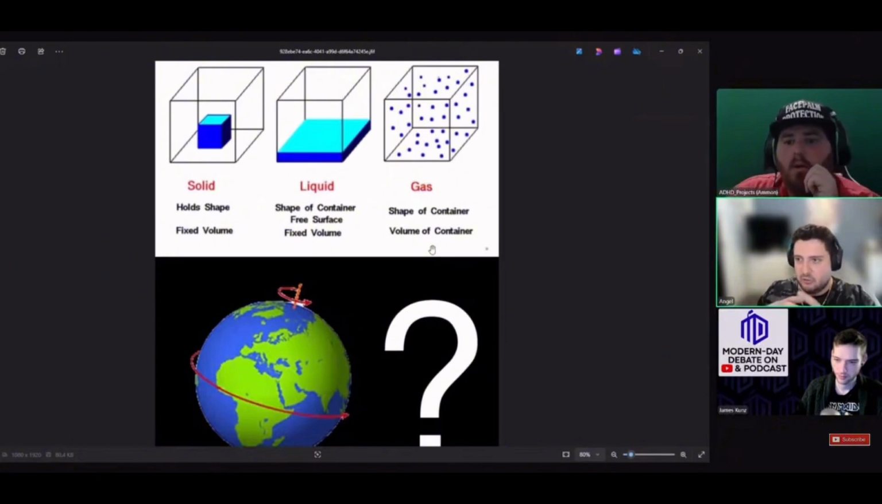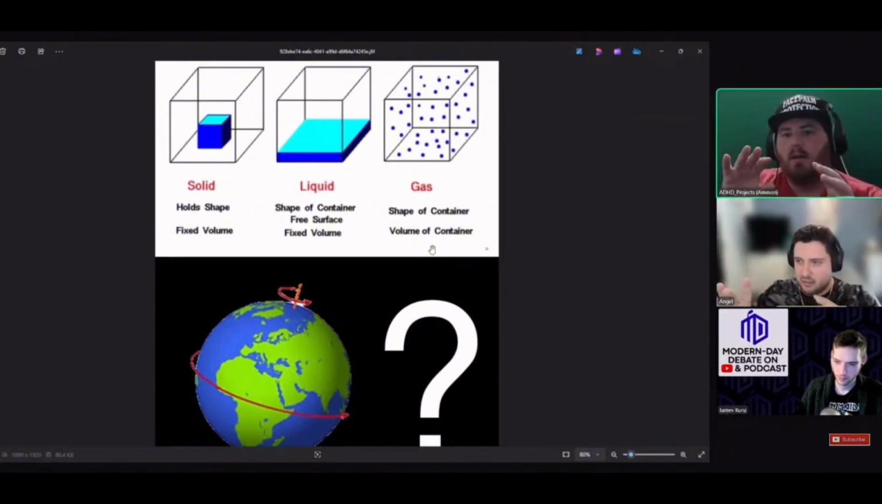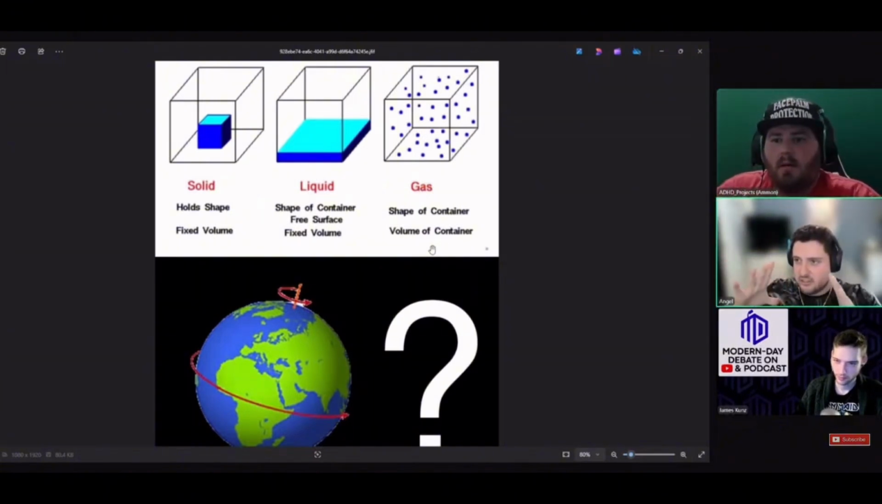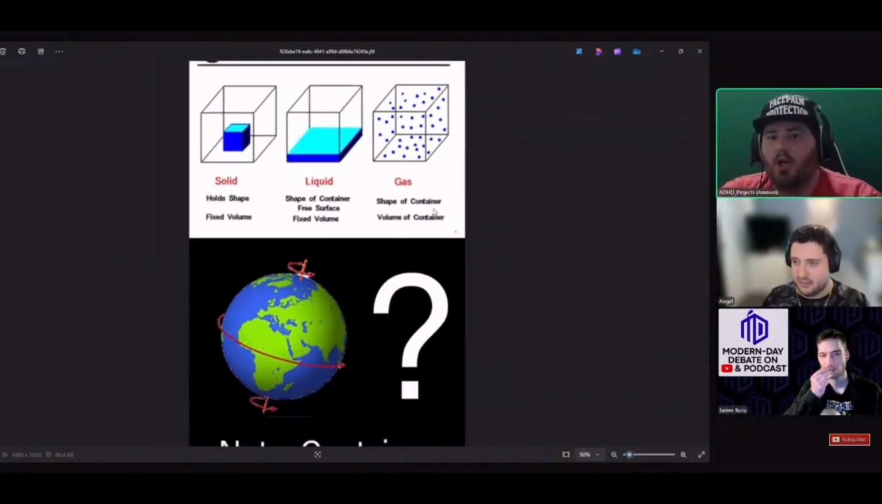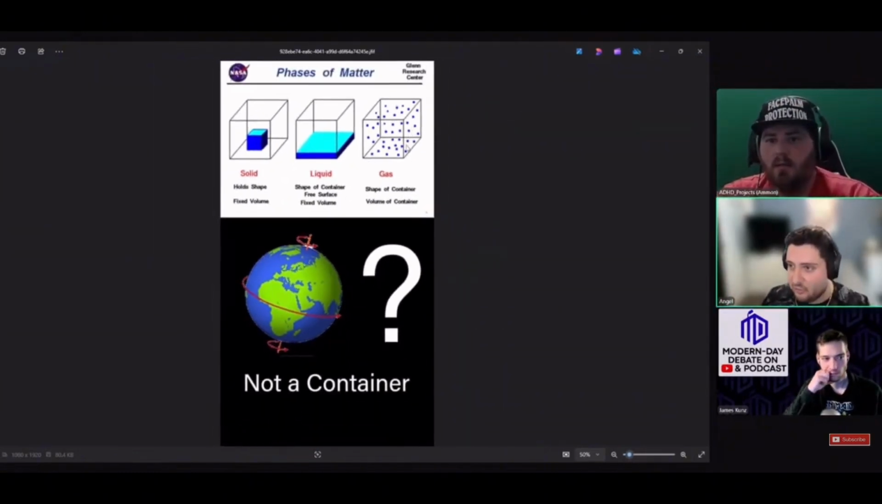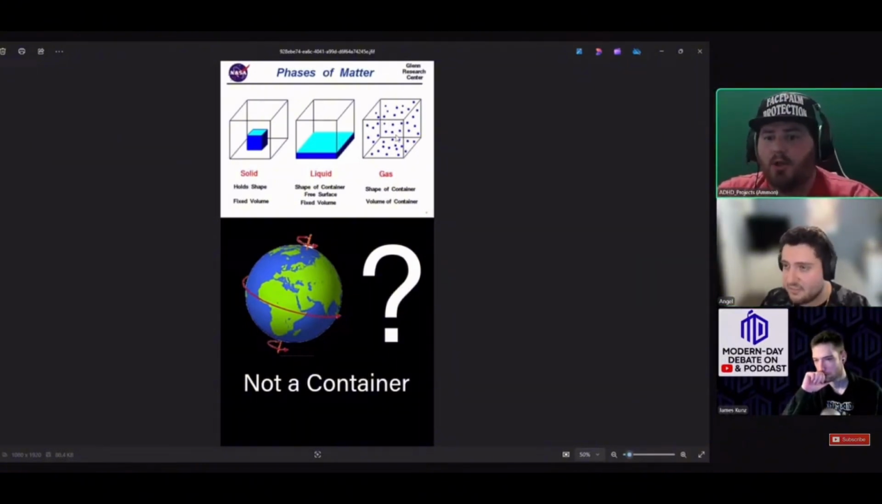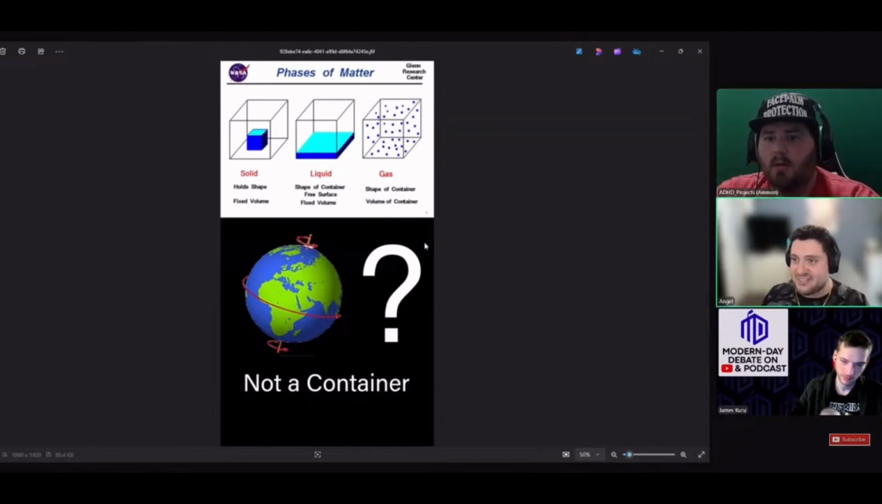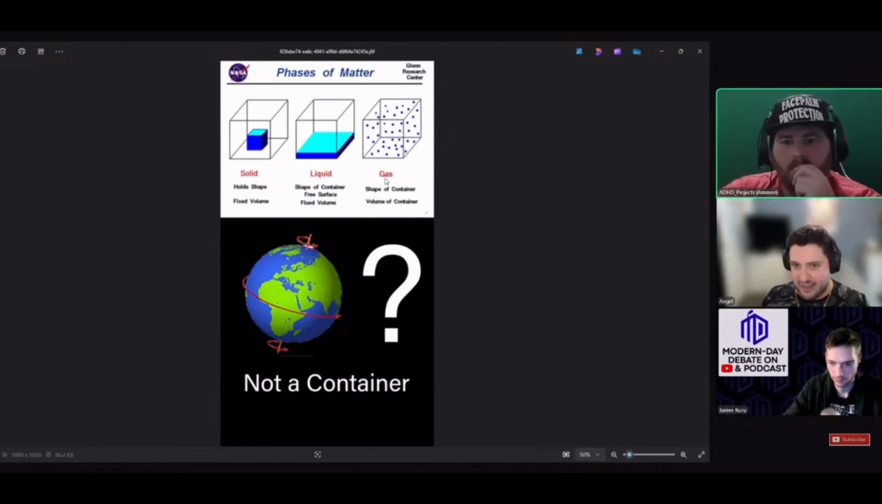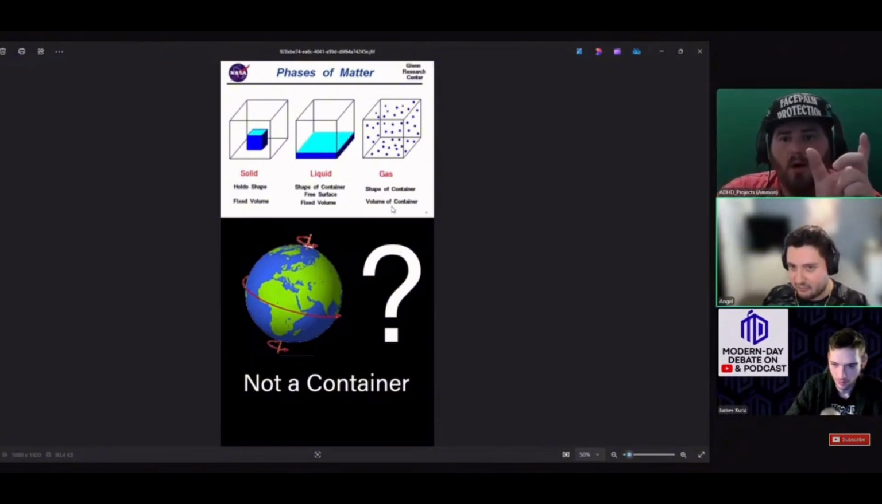Gas pushes out in all directions on the walls of its container to create pressure. Yes, but that's not what this is showing. Are you kidding me, dude? Is this a container? Yes, but this isn't talking about gas pressure. It's literally on the screen, bud. Are you joking? Show me the words gas pressure.